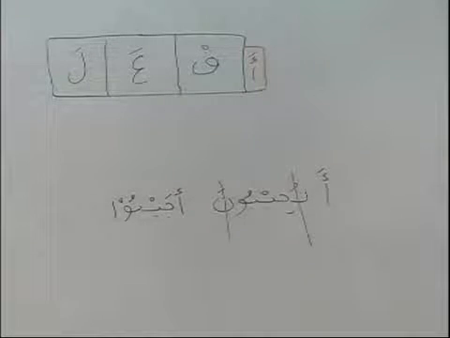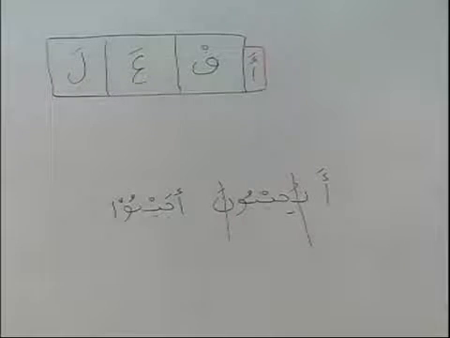Mādhā yuridul kuffaru ya Idris? What do the kuffar want? The unbelievers, disbelievers? Yuriduna ittifa'a nurillahi. So what is ittifa'a? Master. Atfa'a yutfi'u. Ittifa'a is maf'ulun bihi for yuriduna. They want to put off the nur of Allah.